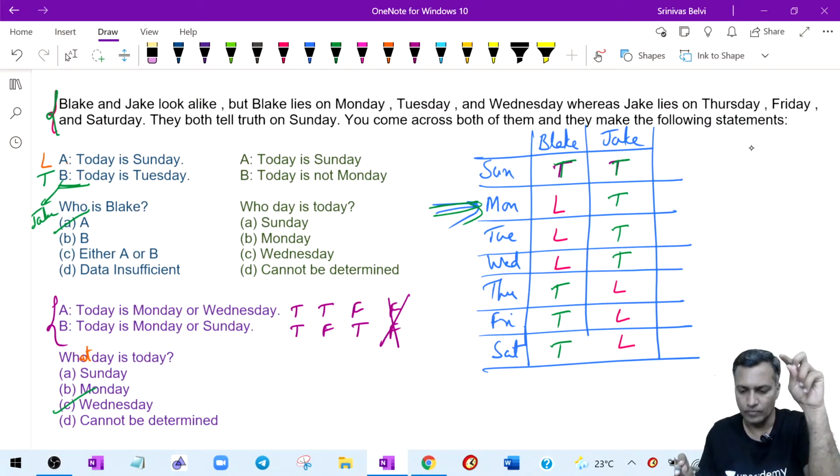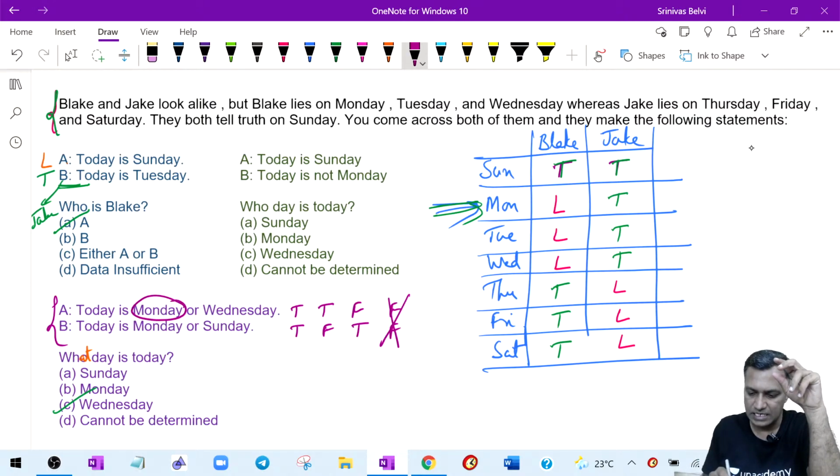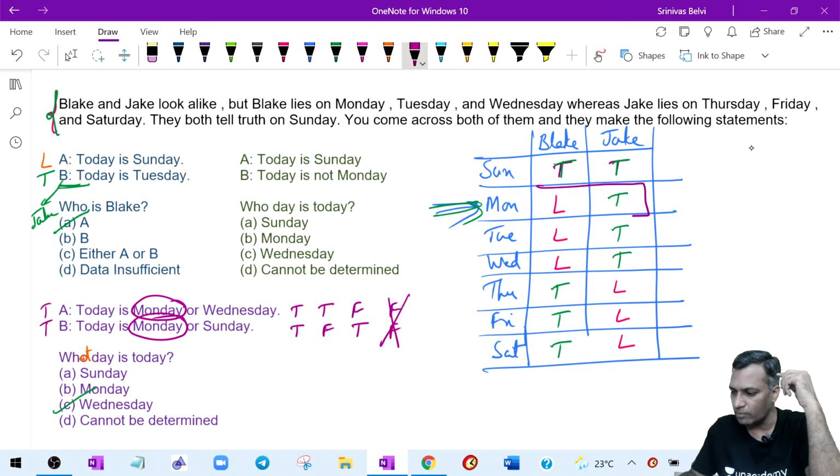Okay. Because both of them are commenting as Monday, Monday cannot be the answer. If Monday is the answer, then both are telling the truth. But come back to your matrix and check. On Monday, can both of them speak the truth? No. On Monday, both cannot speak the truth.